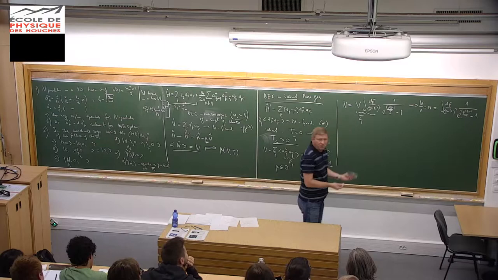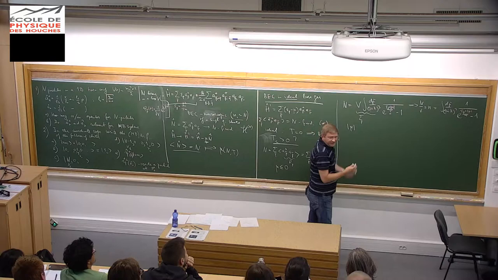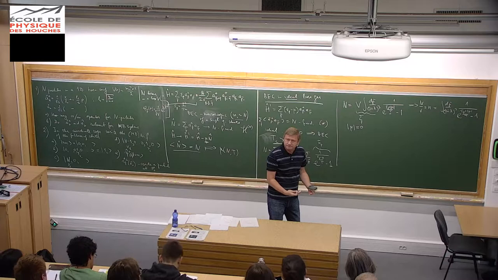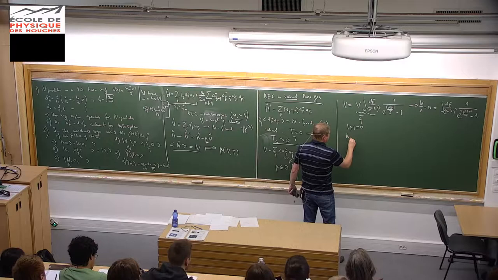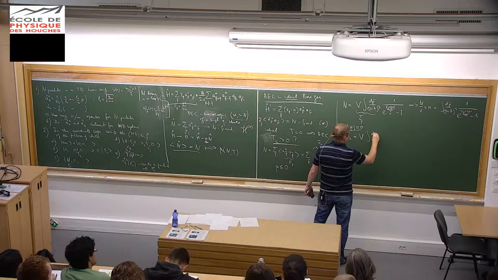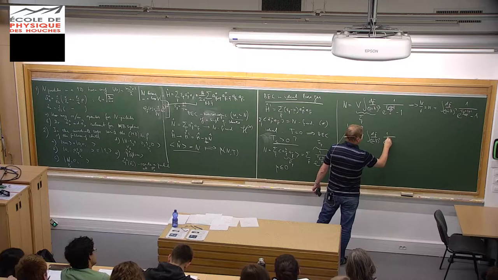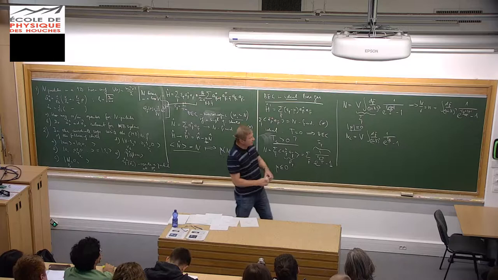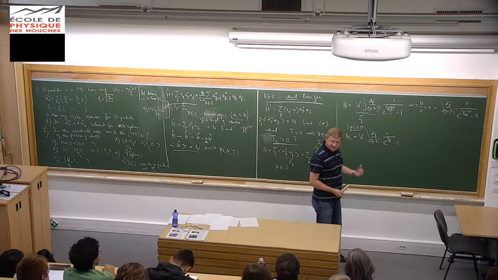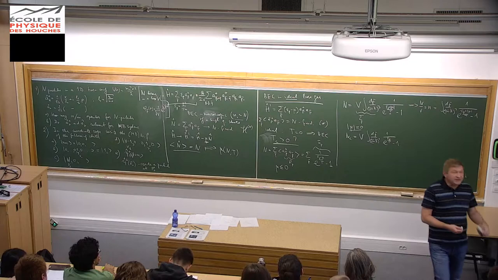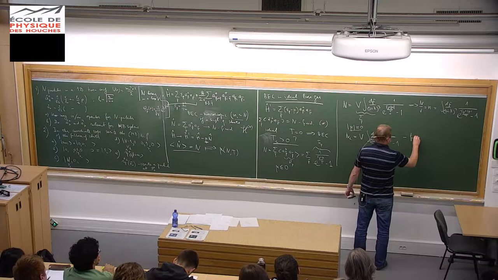But then at some point, because it's modulus, it cannot be less than zero. So mu equals zero is, so to say, the border. So let's see what is this N_c, which corresponds to mu equals zero. It's V integral dp over (2 pi h bar) cubed, 1 over e to the epsilon_p over T minus 1. This is the border. And unfortunately, or fortunately, in 3D, the integral converges. So this integral is finite in 3D.